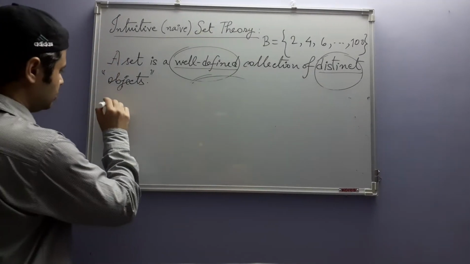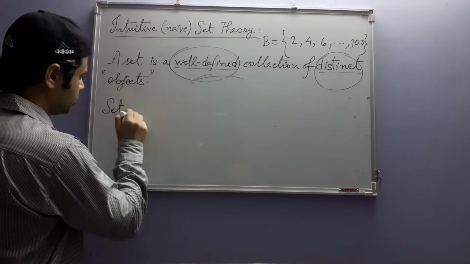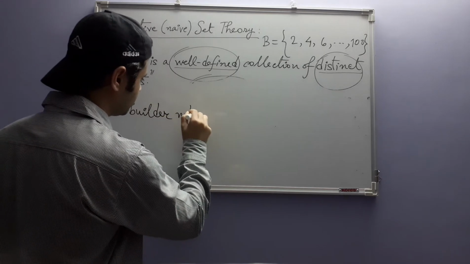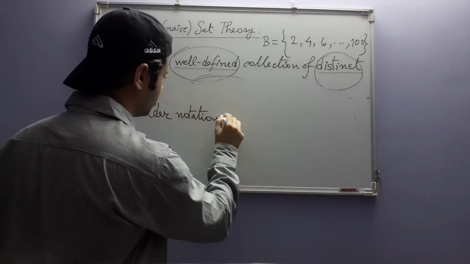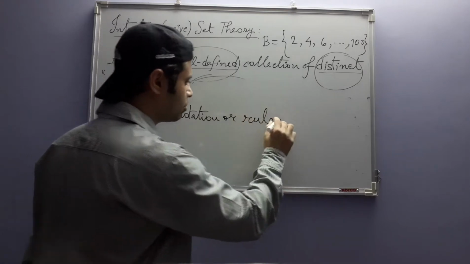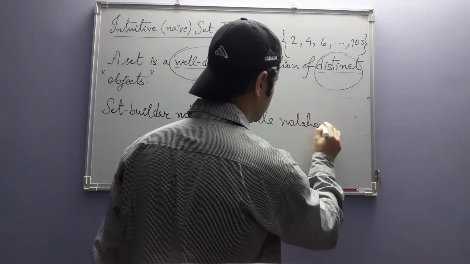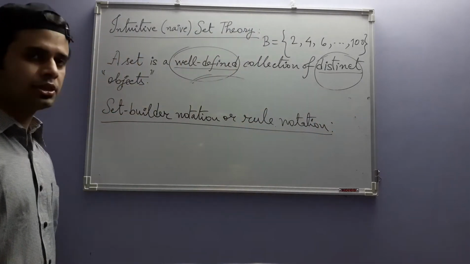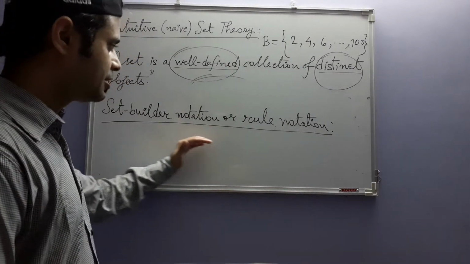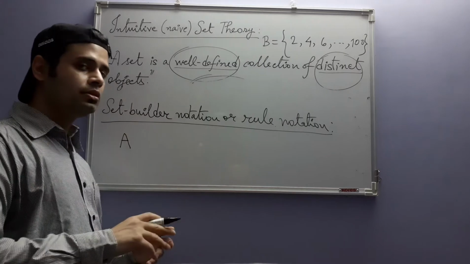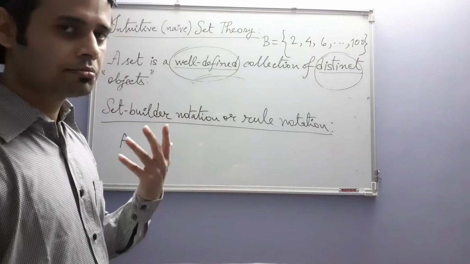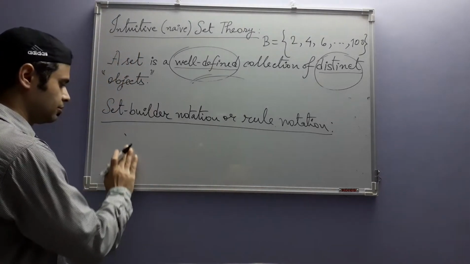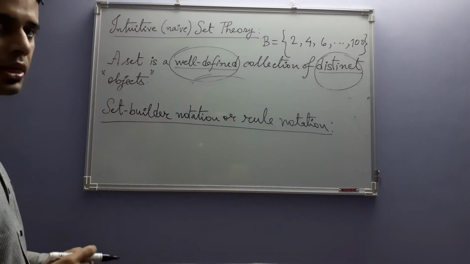So the next one is called set builder notation or rule notation or rule method. So in set builder notation, what we do, we specify a given set using some objects and some properties that the objects are supposed to satisfy. It's best to describe with an example.